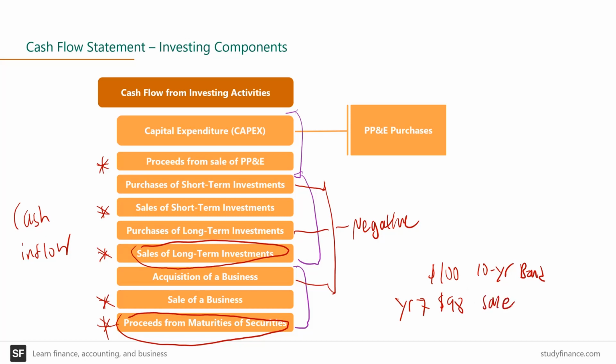Whereas if the company held that same bond until maturity, so year 10, then it will receive $100, and that would constitute proceeds from maturity.